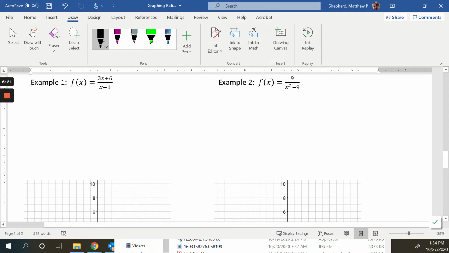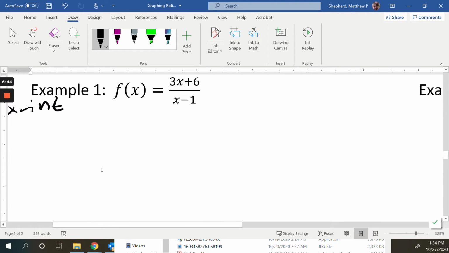So example 1, I don't see much to factor there, so we're going to go ahead and leave it as it is. First thing we're going to do is find the intercepts. So I'm going to start with my x-intercept. And in fact, let's go ahead and zoom in here.